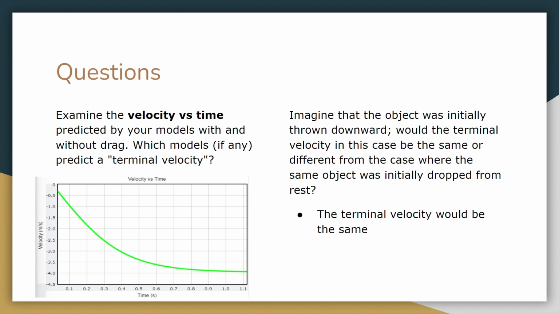Questions. Examine the velocity versus time predicted by your models with and without drag. Which models, if any, predict the terminal velocity? So this graph right here is the gravity and drag graph. And the terminal velocity is when, as time approaches infinity, the velocity will also never be zero, and so it will just go to infinity.